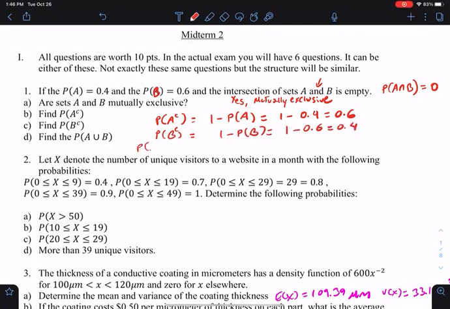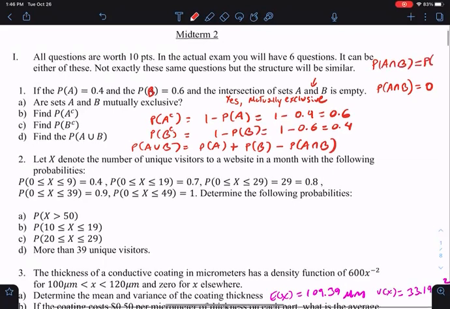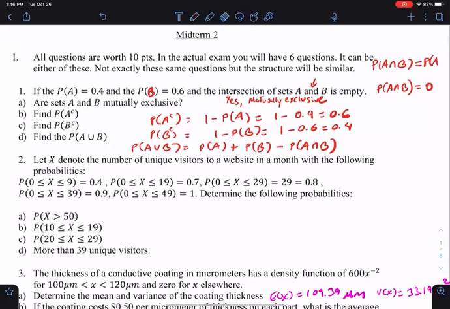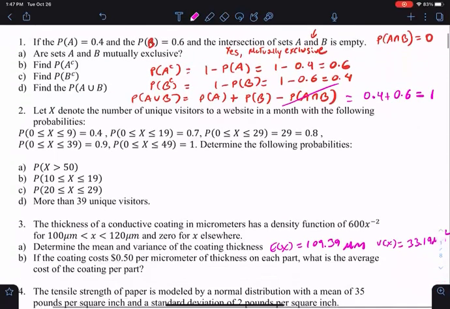The union, this is the general addition rule, probability of A plus probability of B minus the intersection, A intersection B. Sometimes you will see this written this way. That means the same thing, okay? If you see AB like this, that means that's the same thing as intersection. But we know the intersection here is 0, so we just need to add the probabilities of A and B. So 0.4 plus 0.6, that's a 1, okay? That's how you do that one. Next one.